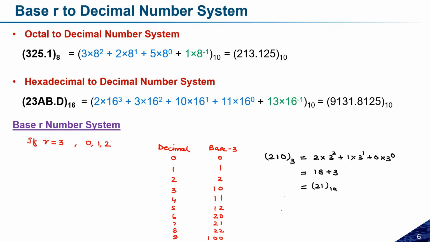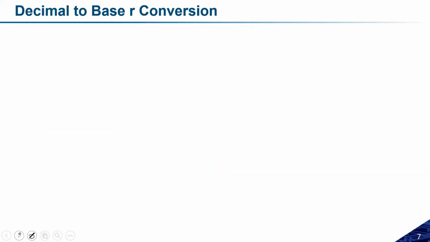If in case of any doubt, you can ask questions. Otherwise, we can move ahead with the second kind of conversion, which is decimal to some other base. Till now we understood how we can convert base R to the decimal number system, which was very easy. We just have to multiply each digit with its position, its weight.